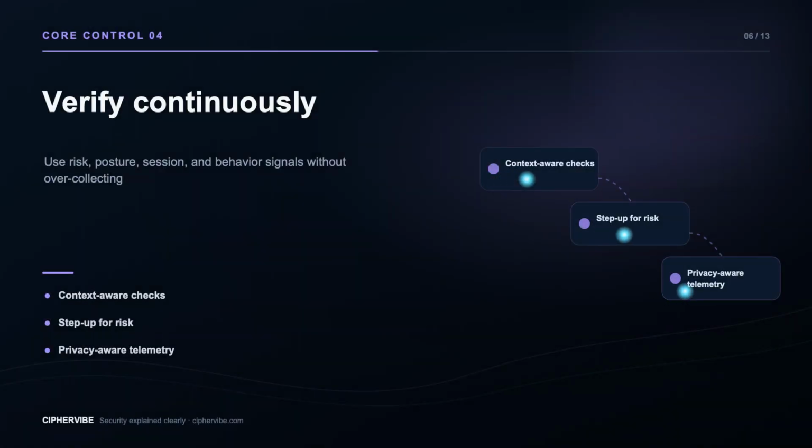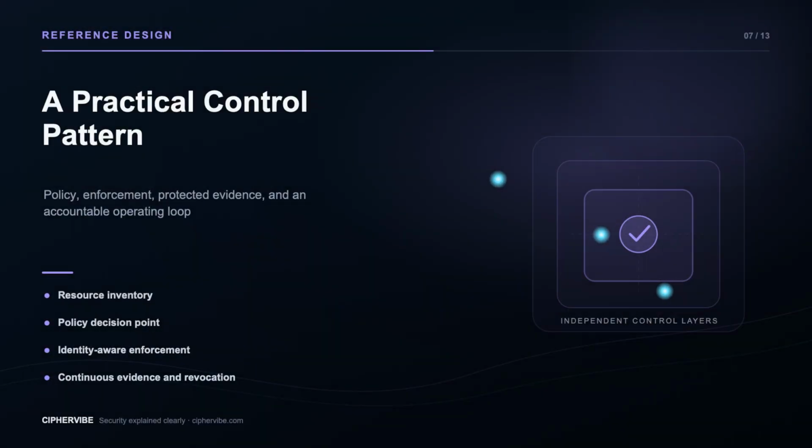The fourth building block is verify continuously. Use relevant contexts such as device health, location risk, session behavior, data sensitivity, and workload identity. Design graceful step-up and remediation paths so controls are usable, privacy-aware, and resilient when a context signal is unavailable or falsely negative. Use this reference pattern.